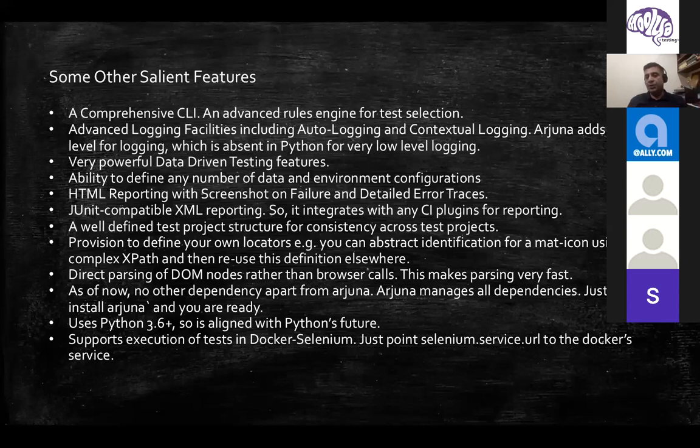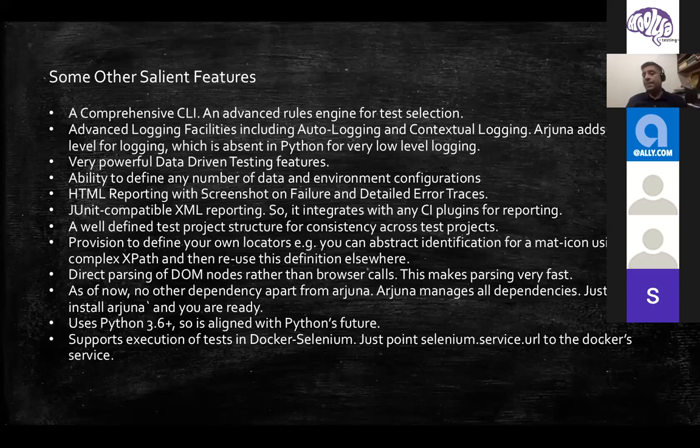HTML reporting is auto-generated, with auto-screenshot on failure. There's a project structure which is well documented for consistency across projects, and high-level identifiers. And yes, you can define your own identifiers in Arjuna. Let's say you have a form in which form control name is an attribute, and it repeats. You can create your own identifier, form control name, and use it later. It's very advanced, called withx, with extended. It's very easy to make it available across your project just by editing a YAML file.